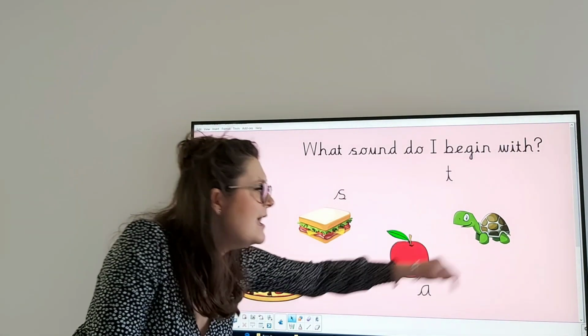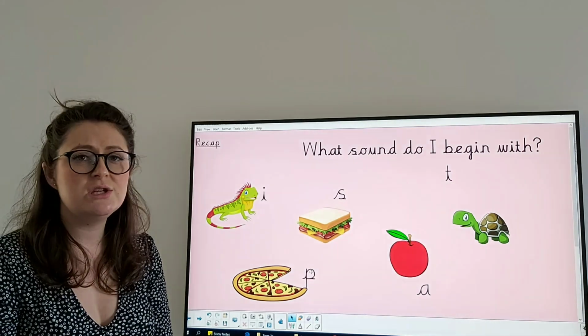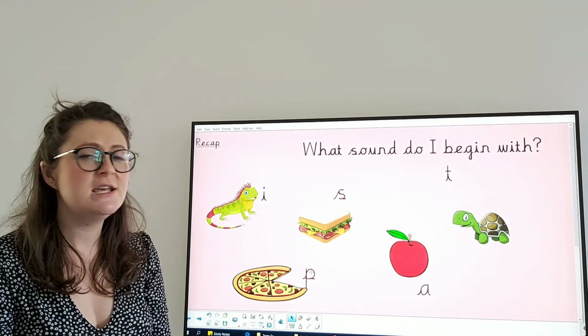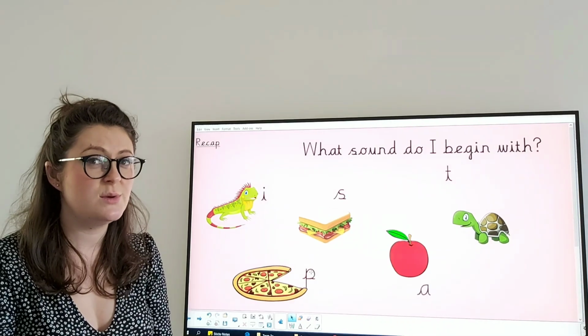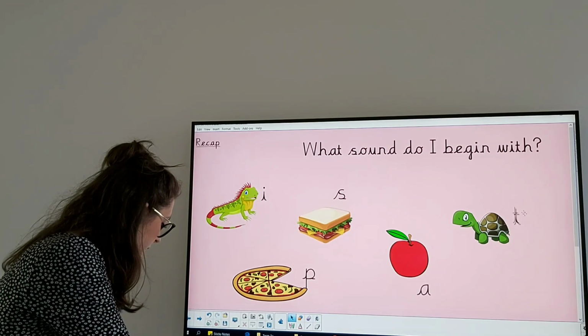And finally, I've got a tortoise, just like our Arthur at school. Tortoise. Shall we move the T sound next to tortoise, because that's what that word begins with, isn't it? Let's move it then. Super duper.